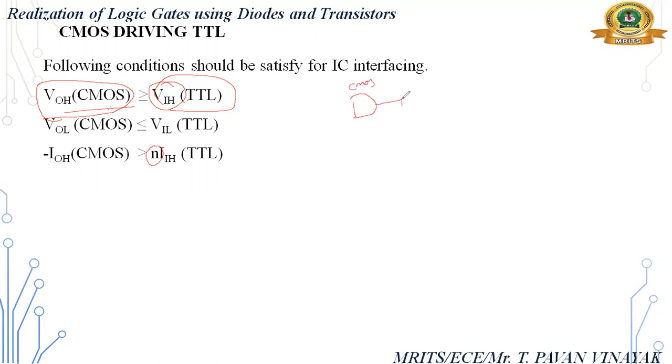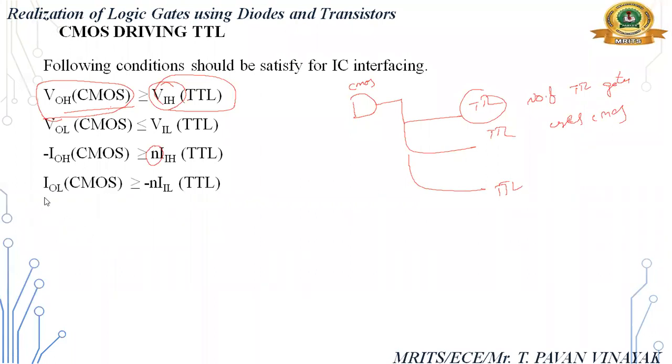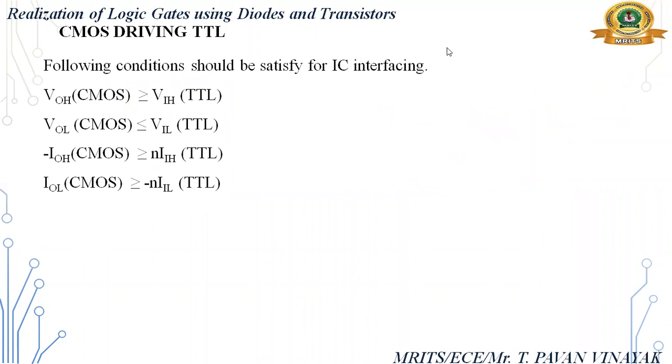That is called N, the number of TTL logic gates that use the CMOS output. And one more condition is IOL greater than or equal to minus N into IIL. Okay, these are the four conditions to satisfy. If these conditions are satisfied, we get perfect outputs.